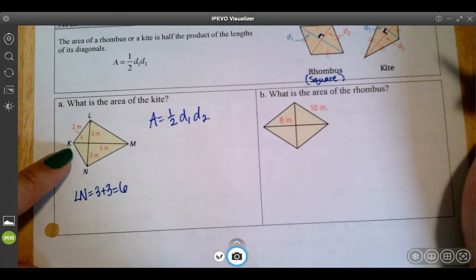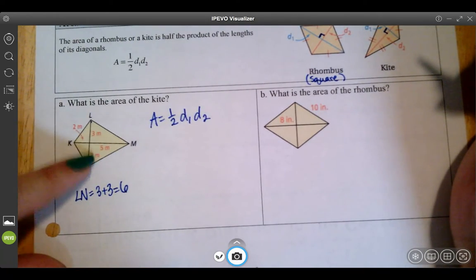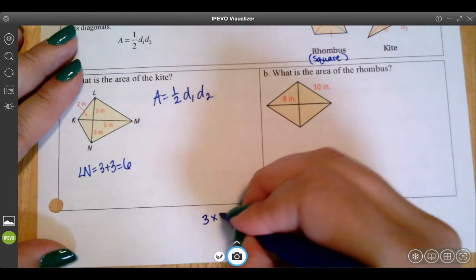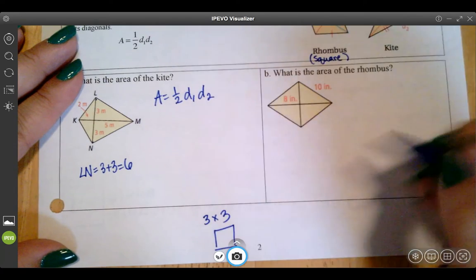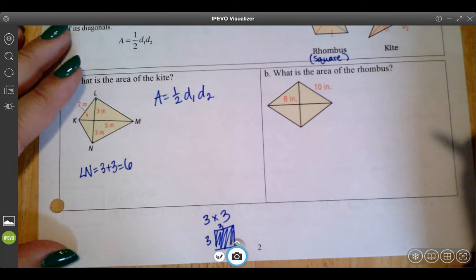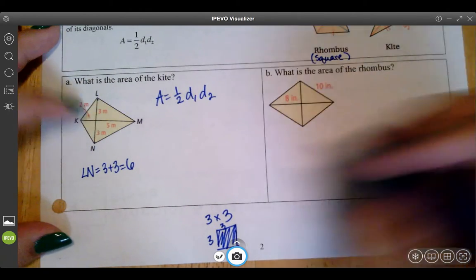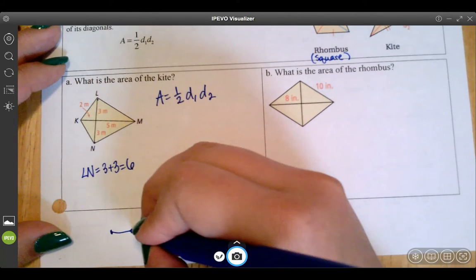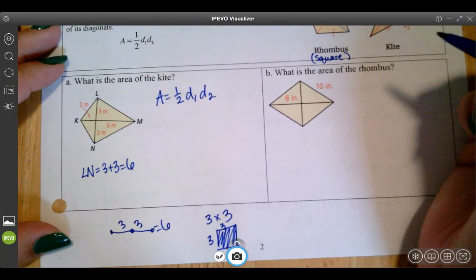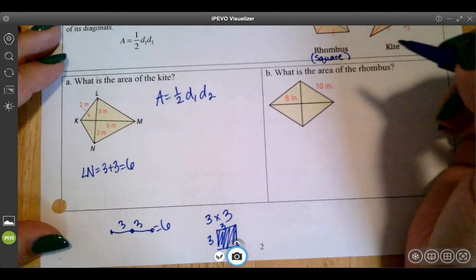I've seen some people trying to multiply these 2 values, but if I multiply 3 times 3, that would be a square, a 3 by 3 square, right? That would be an area. So we're not multiplying these, we're adding them, because if I have 3 inches plus another 3 inches, that gives me 6 inches, not 9 inches. So be careful with that.